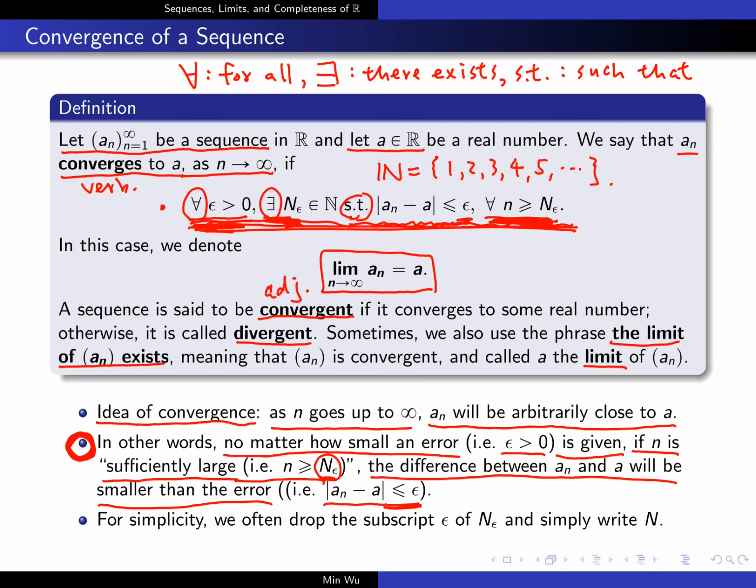There's another point I want to mention: the notation N_epsilon is sometimes a little bit redundant. It's kind of necessary to indicate that epsilon plays a role in N_epsilon, because for different epsilon you may have different N_epsilon. But sometimes people think the subscript epsilon is redundant, so we simply write N. So next time, or somewhere else, if you see N, you have to keep in mind that this N actually depends on epsilon.